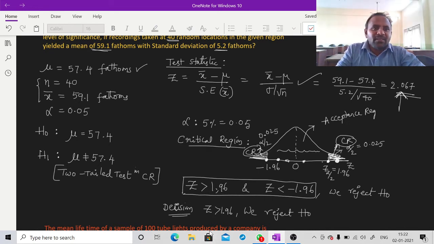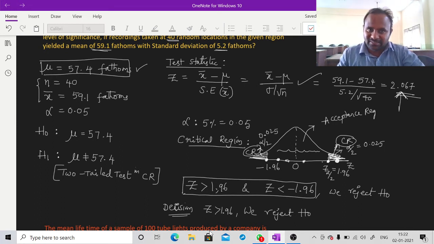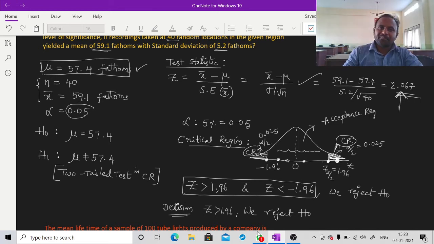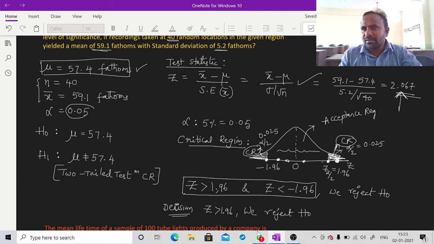I mean to say, the previously recorded depth, mu equals 57.4 fathoms, is incorrect. You are rejecting that statement. You need not accept it under this 5% level of significance. I mean, your test process may be wrong with this 5% probability. This is how we write all the steps in the test process.